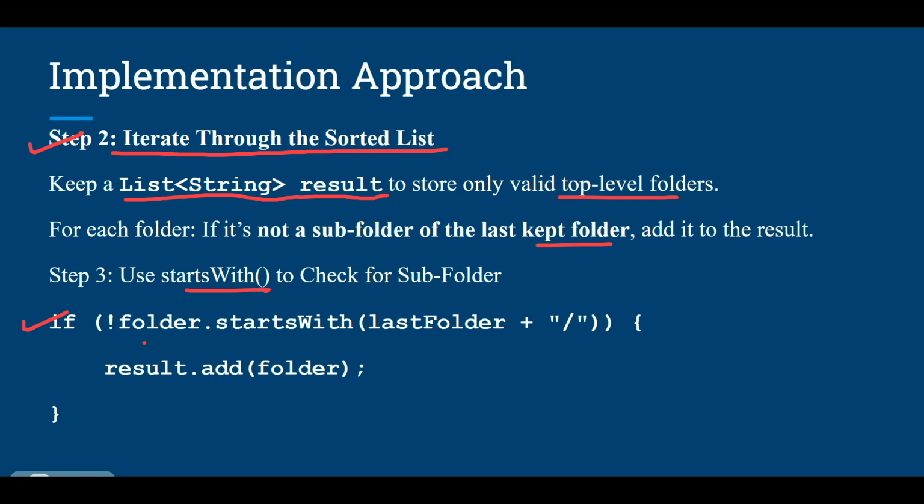We'll know that folder.startsWith(lastFolder), right? Because we have already sorted. So each time you will get the last folder, and you will keep updating the last folder, and then you will check against the folders list, because you are making the loop over the folders, right? So if the folder starts with the last folder, it means that is a subfolder. If it is not, it means it is a parent. So let's add it into the result.